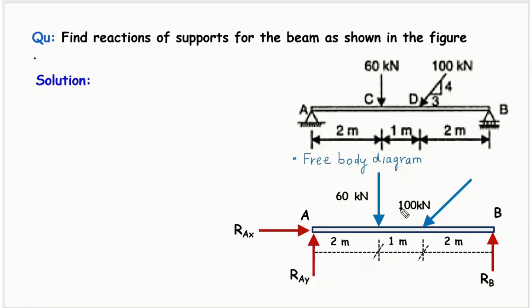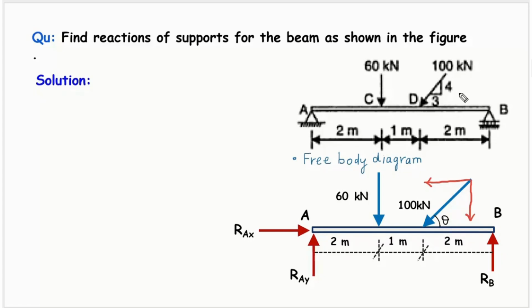Before finding the support reactions of this beam, we shall resolve this inclined force into components: a vertical component and a horizontal component. So let's say this is the vertical component of this force, like this, and it will also have a horizontal component here like this. For that we need to find this angle, friends. So let's find this angle first. Let me say this angle is theta.